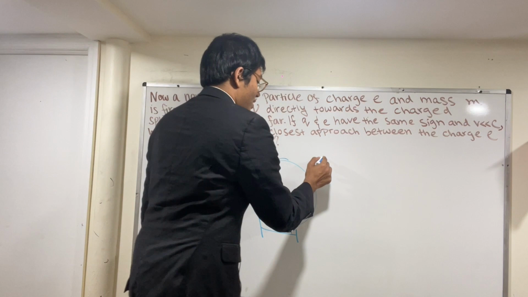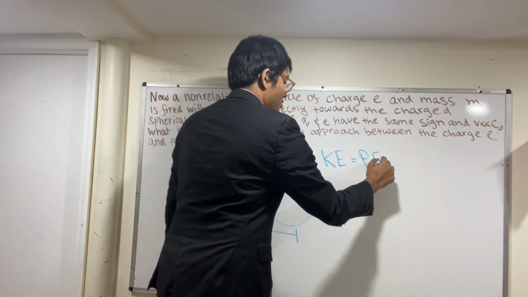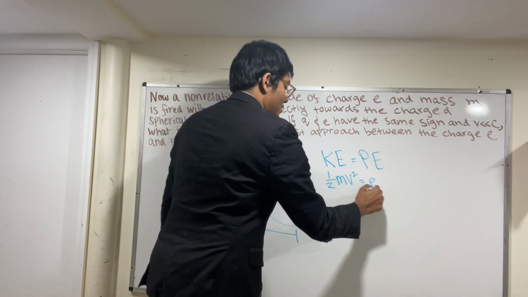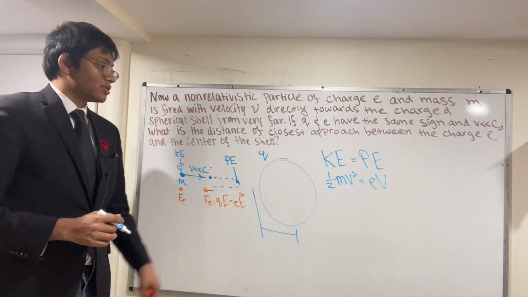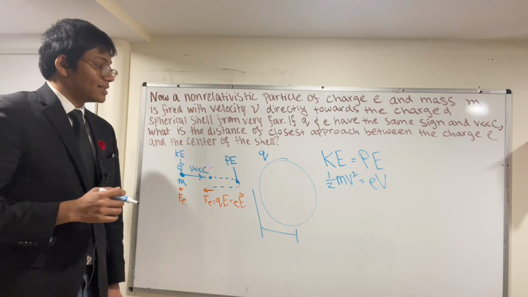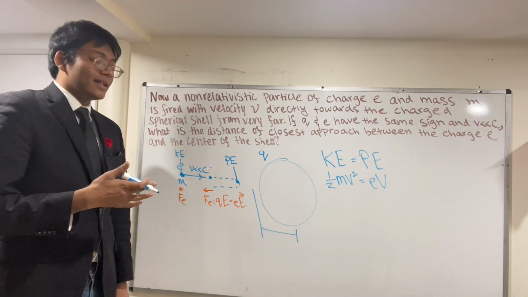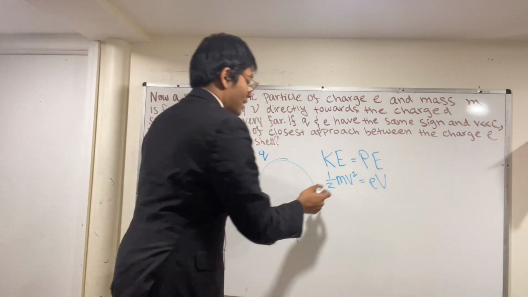So conservation of energy tells us that all of the kinetic energy turns into potential energy. In other words, half m v squared turns into eV, where eV is the potential energy for this charge. If you're wondering how I got eV, well, take a look back at your old electromagnetism notes, and you'll see that eV gives us the amount of energy for a charge. So now all we have to do is plug in our numbers.